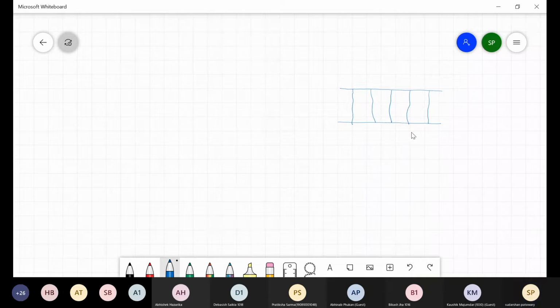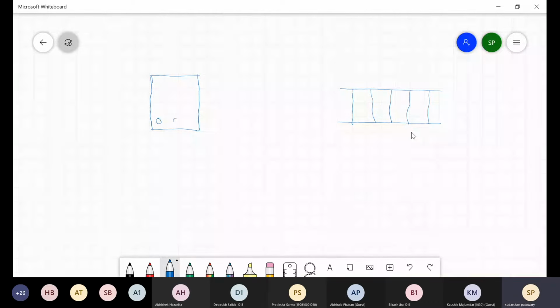Suppose this is a beam, with the longitudinal bar, and we have provided some compression reinforcement also here. These longitudinal bars are provided to resist the tension at the bottom, because below the neutral axis is your tension zone. Suppose this is your neutral axis. So we have provided some reinforcement at the bottom to resist the tension force.